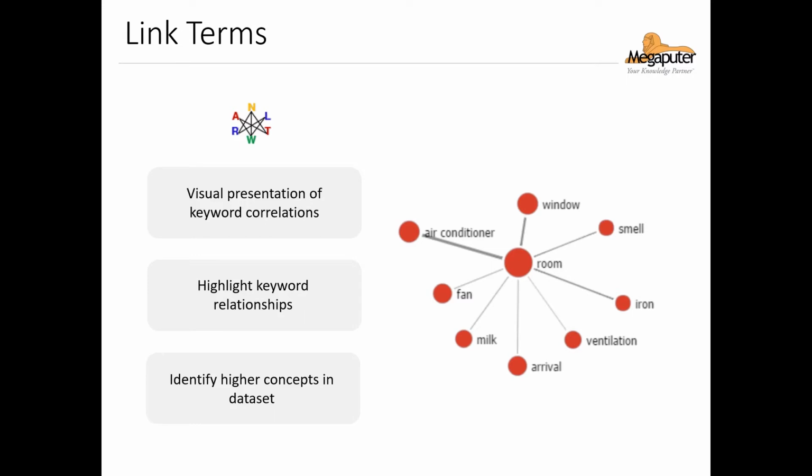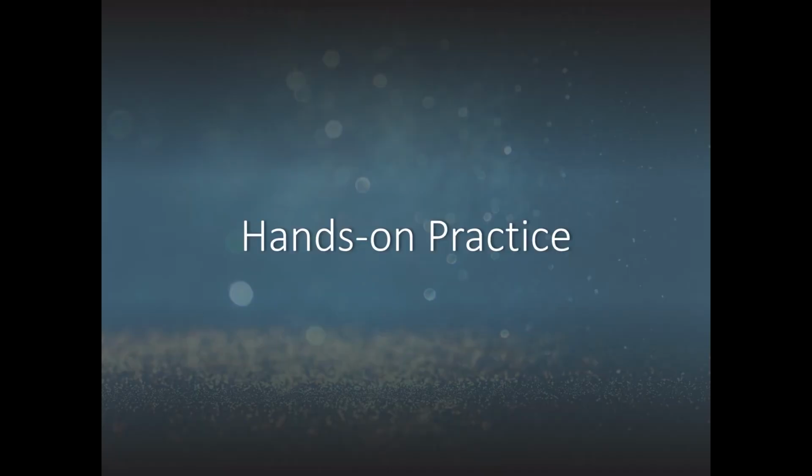Now, the linked terms node uses a modified correlation algorithm that's a little different from the standard Pearson coefficient, which is the most frequently used definition of correlation. And for more specifics and details about the algorithm used in this node, you can consult the PolyAnalyst user manual. But for now, let's get some hands-on practice with these two nodes.